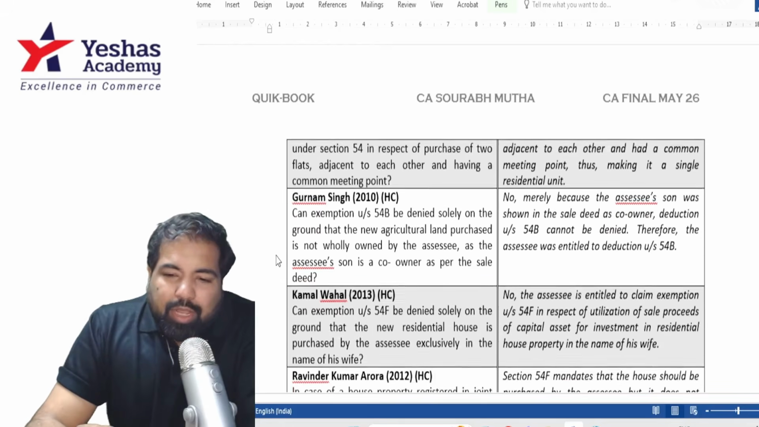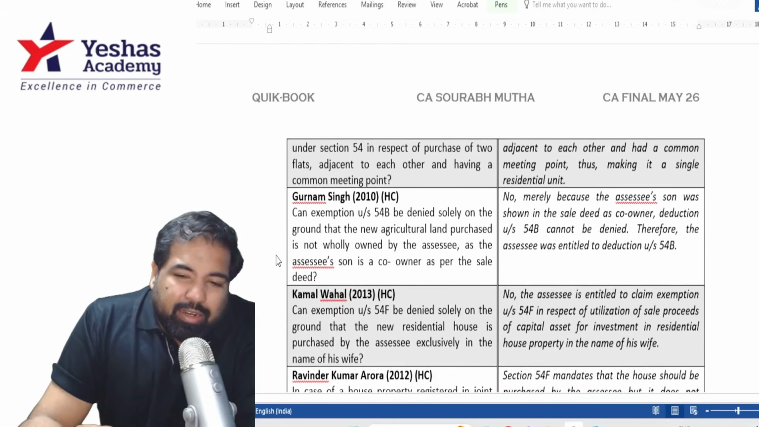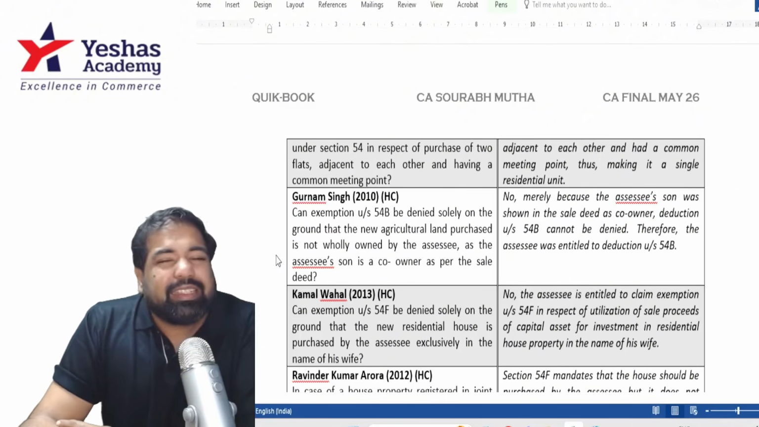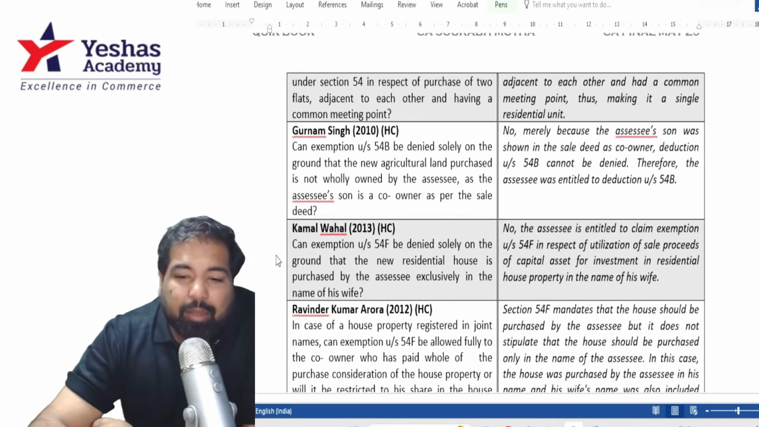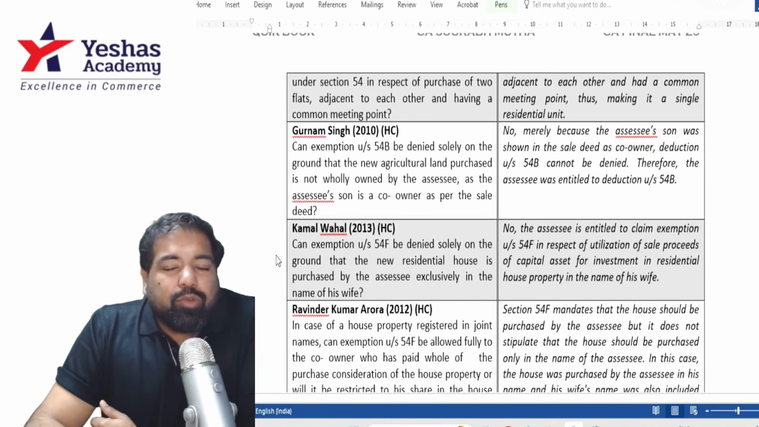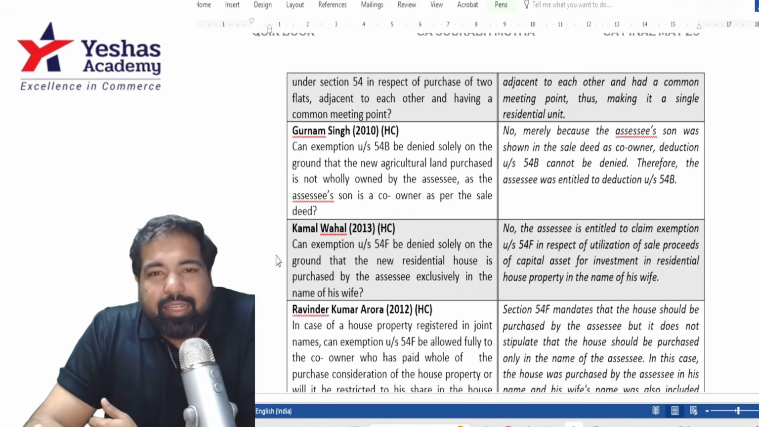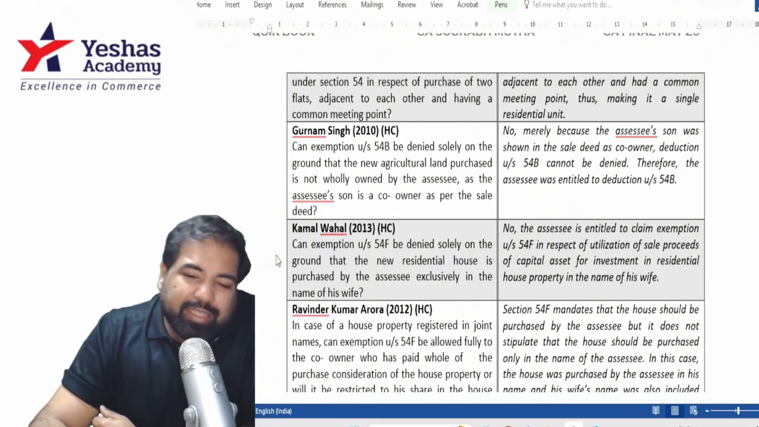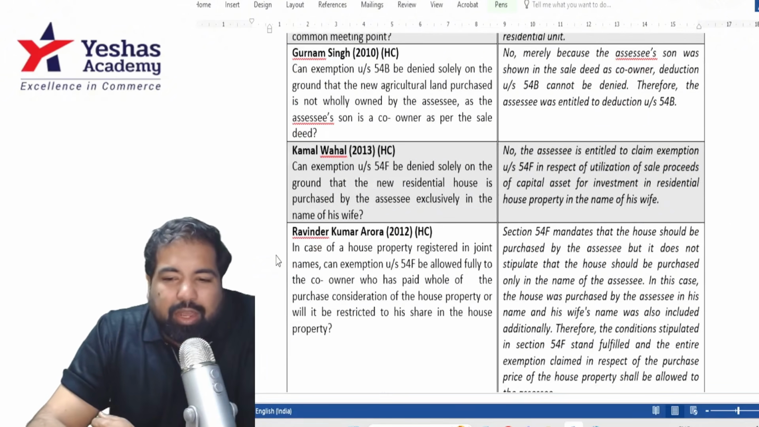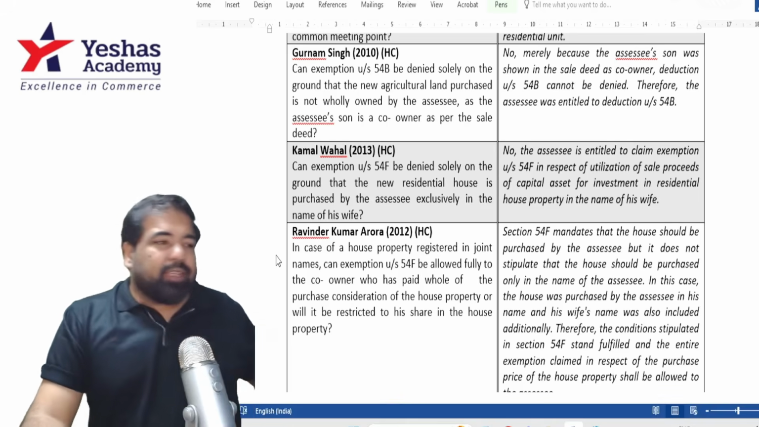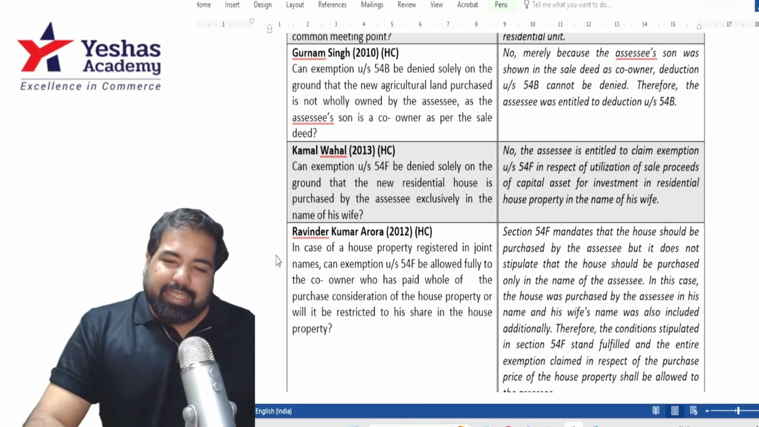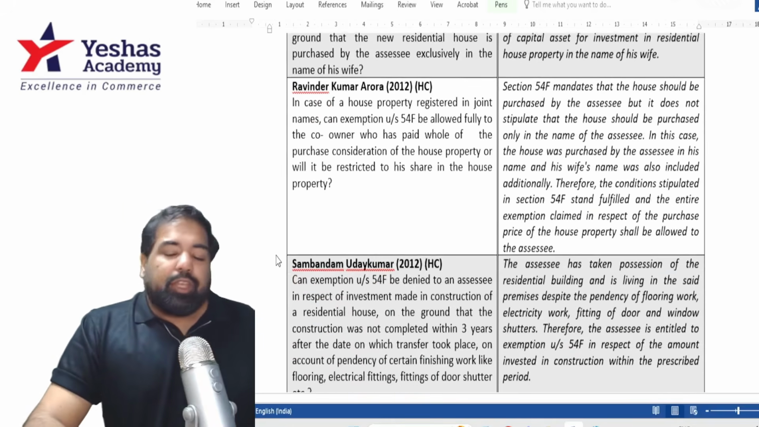Gurnam Singh, guys, he sold a land and he bought another land, but the next one is in his son's name. Is it okay? Yes, as long as you invest the money, it's okay in whoever's name you are investing. Next, Kamal Vahal, he bought the next house in his wife's name. Can he still take the exemption under Section 54F? Yes, he can. Ravinder Kumar Arora, again, guys, here he bought the new asset in joint names. Can he still take the benefit under Section 54? Yes, he can.